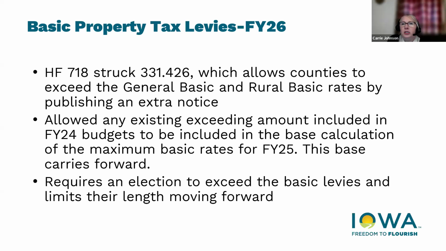So legislation a couple years ago struck that ability to exceed by doing that extra notice. It did allow for, if you were currently over the 350, in the fiscal year 24 budget, you could carry that forward when a new maximum would be calculated for fiscal 25. So essentially, moving forward, your general basic and rural basic rates are calculated based on what you had levied in the prior year.